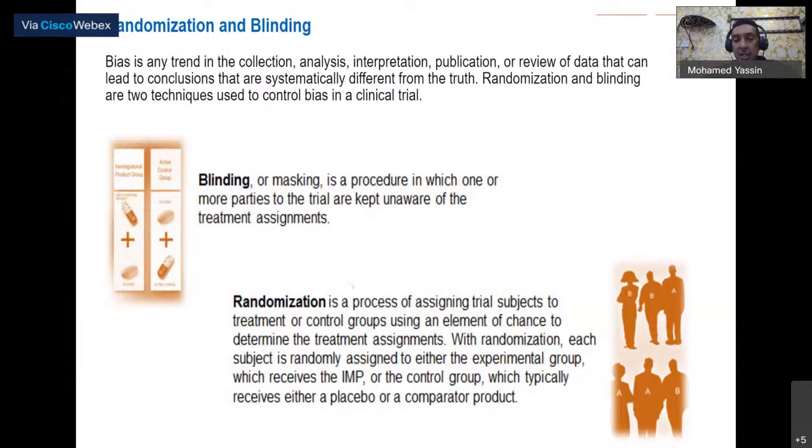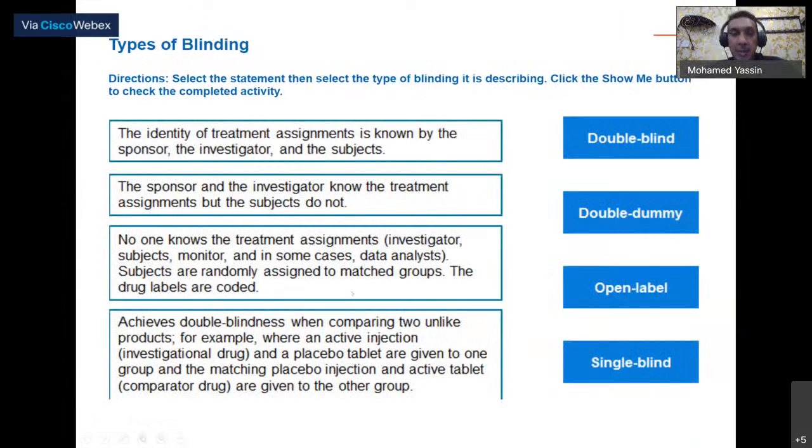And what does randomization mean? Randomization is the process of assigning trial subjects to a treatment or control group using an element of chance to determine the treatment assignment. With randomization, each subject is randomly assigned either to the experimental group, which receives the investigational medicinal product or IMP, or the control group, which typically receives either a placebo or the comparator. So this is how we define blinding and randomization.